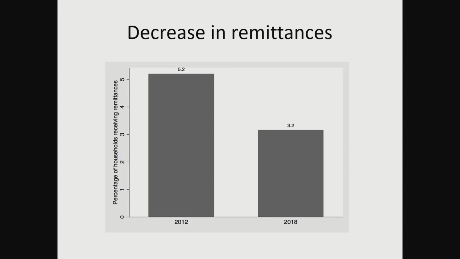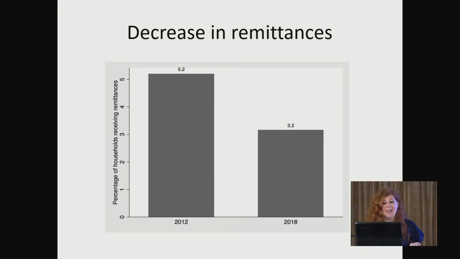Now, what does this tell us about remittances? And of course, when we look at the level of remittances that households received from their members abroad, we see that the fall in migration flows, stocks, is reflected also in the fall in remittances. And if 5.2% of households were receiving remittances in 2012, this percentage has fallen to only 3.2%.